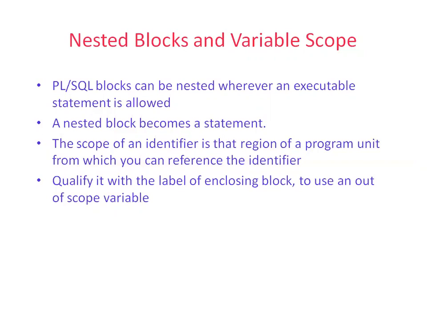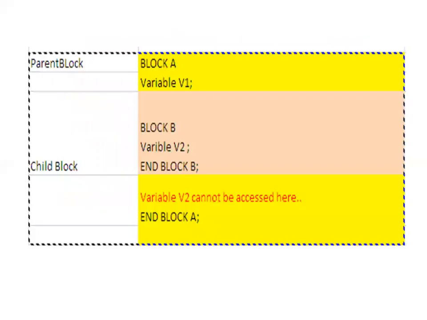Nothing but the child will have child scope and the parent will have parent scope. Now let us say you declare a variable in the child. Obviously the scope of that variable is inside the child only. If you get out of that child, that variable is not available in the parent. So here, if you observe, this is the example I was talking about. The variable 2, which was declared inside the child block, will not be available in the parent, block A.